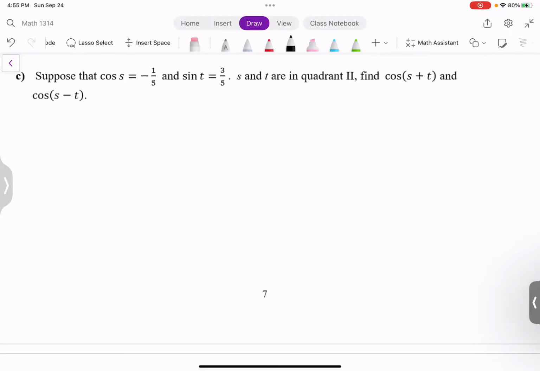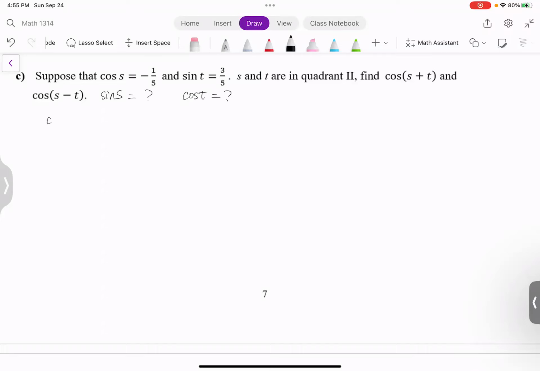Number C, suppose cosine S equals -1/5 and sine T equals 3/5. S and T are in quadrant 2. Find cosine S plus T and cosine S minus T. We need to find what is the sine S, and we need to find what is the cosine T. So let's do this one first.